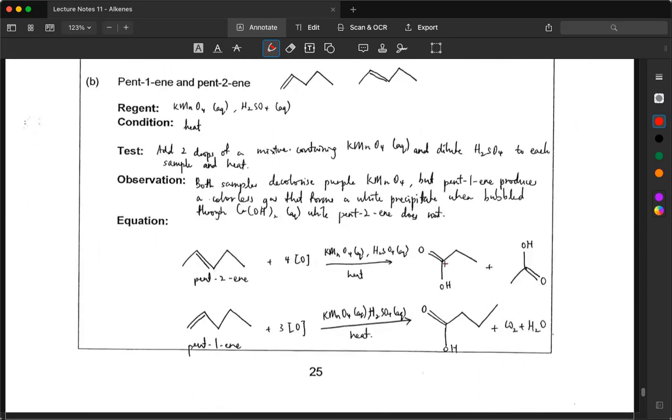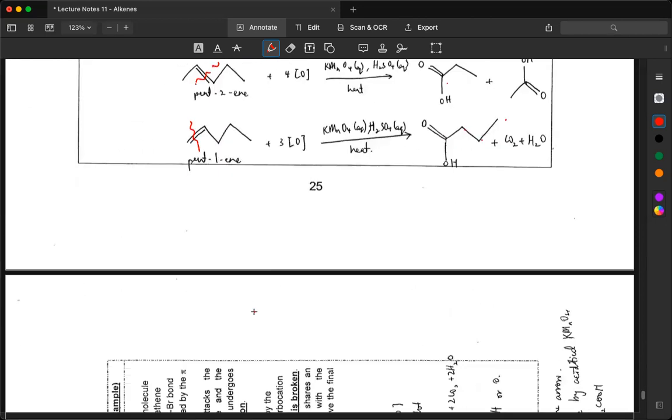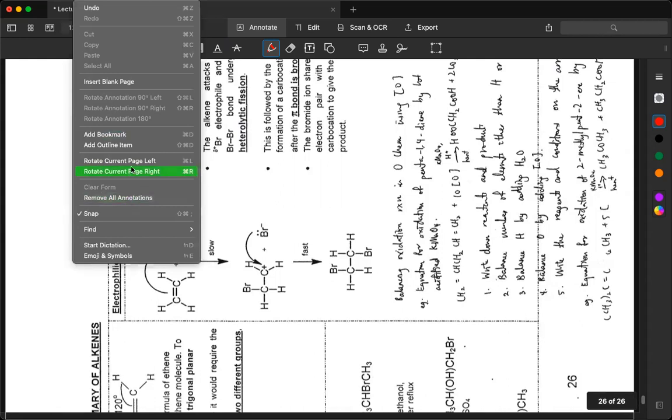Equation: pent-2-ene will form this carboxylic acid here. Yes, it will form carboxylic acid because you have one hydrogen. Then here will be another carboxylic acid. This one is the other one. Then the OH. This one is secondary. This one is terminal. This one will form this one. This part we cut off, so you cleave this part. This one you cleave this part. You must know where to cleave. 1, 2, 3, 4. 1, 2, 3, 4. Then the OH. The other one will form CO2 and water. This one I need to adjust.